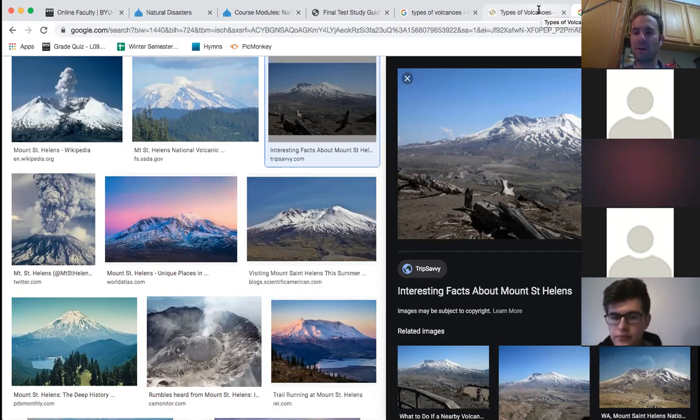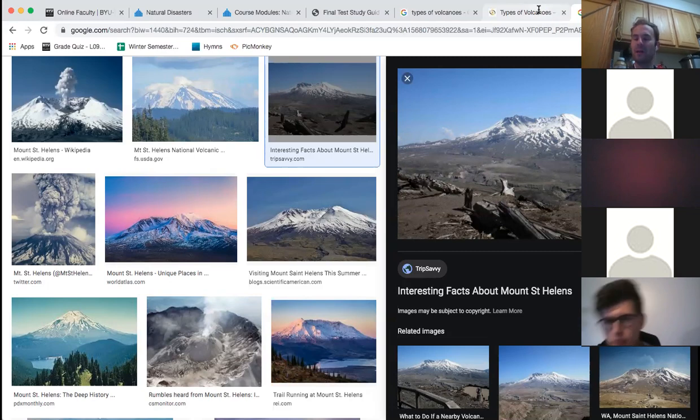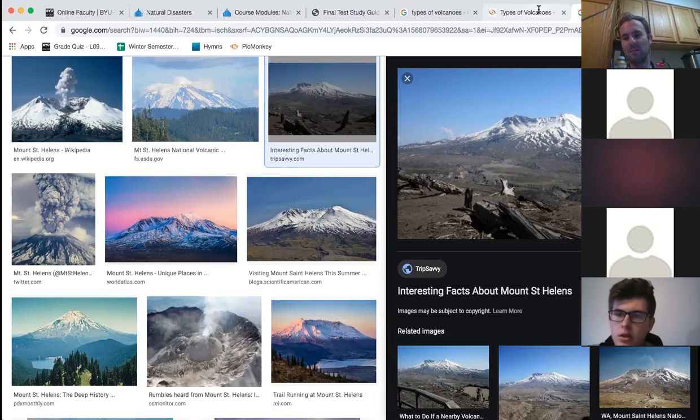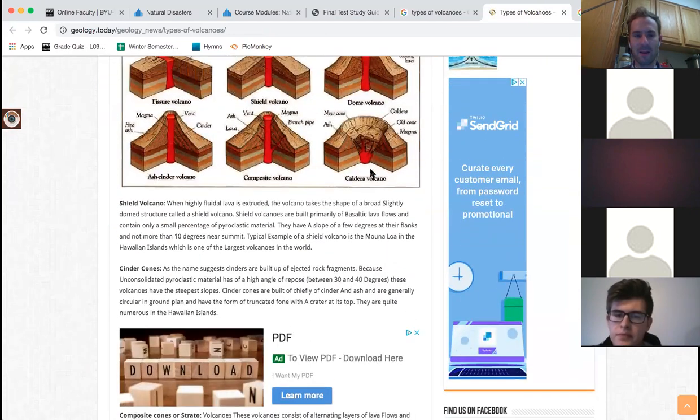Perfect, we got a shield volcano. And just based off of that name, perfect, Hawaii. So what are some of the distinguishing traits that we can use to identify a shield volcano? Yeah, wide, far spread, beautiful. That is exactly right. And look at this image.